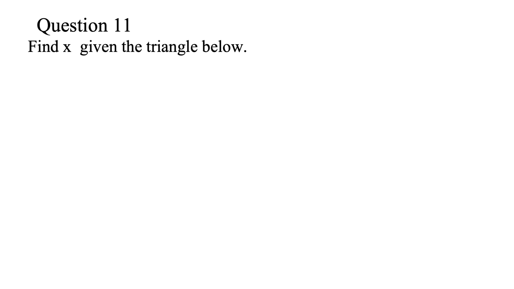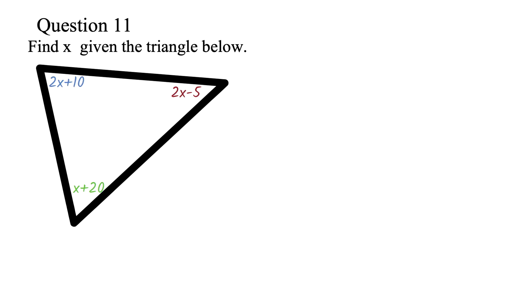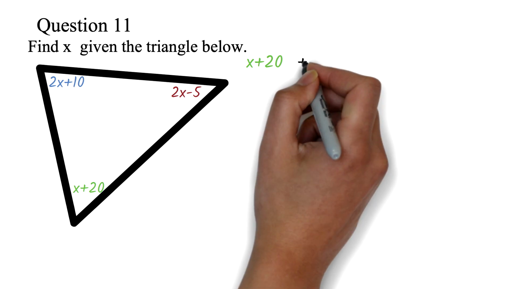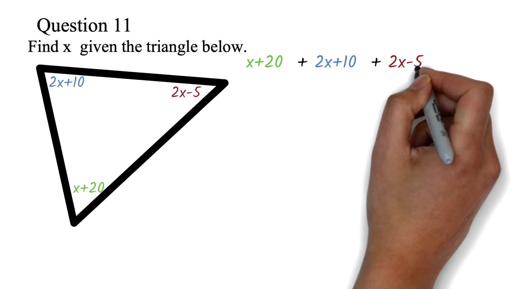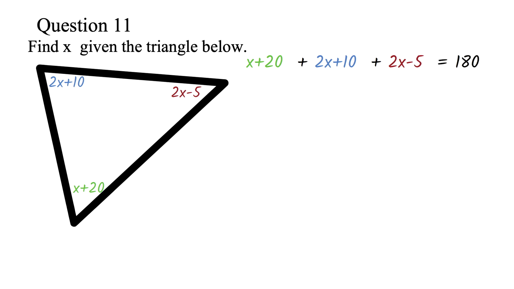Question 11. Find x given the triangle below. Questions like this are the reason why I like the setup of adding all the interior angles and equating it to 180. We add up the angles. x plus 20 plus 2x plus 10 plus 2x minus 5 equals 180.